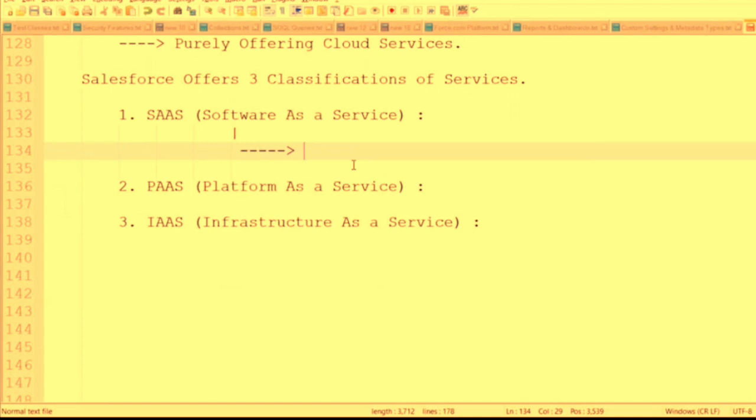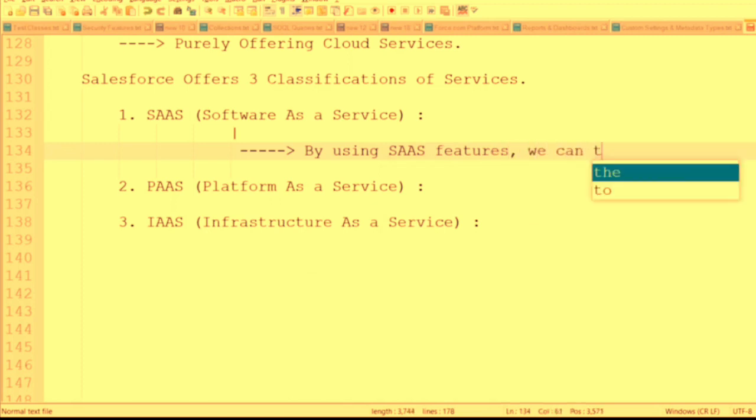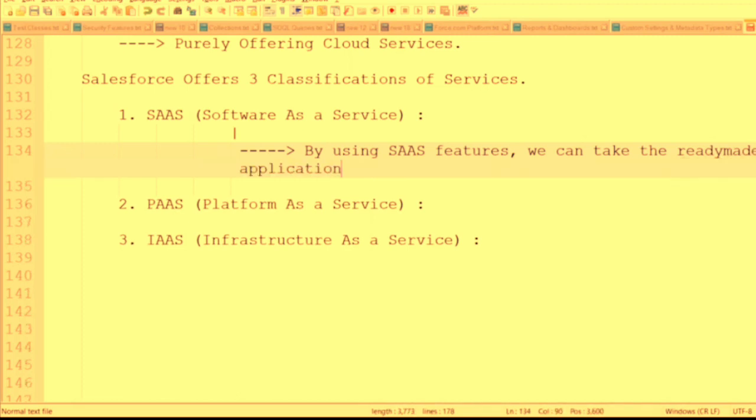Now let's see. Let me give the note point here. By using SaaS features, we can take the ready-made applications on a rental basis.